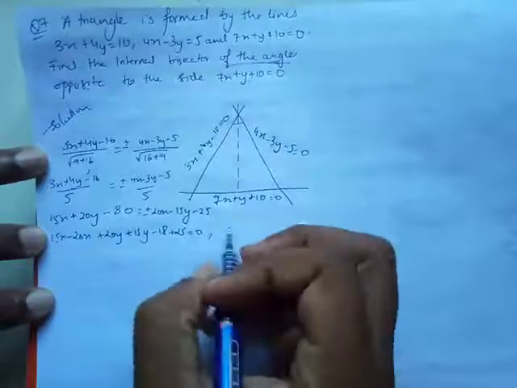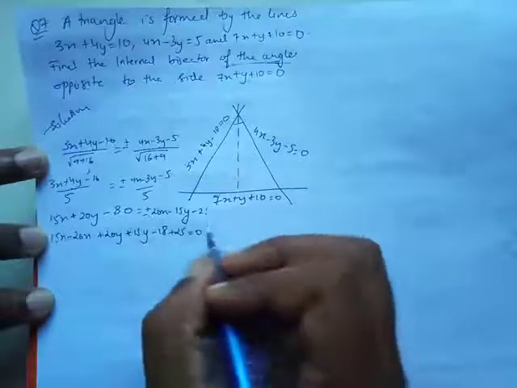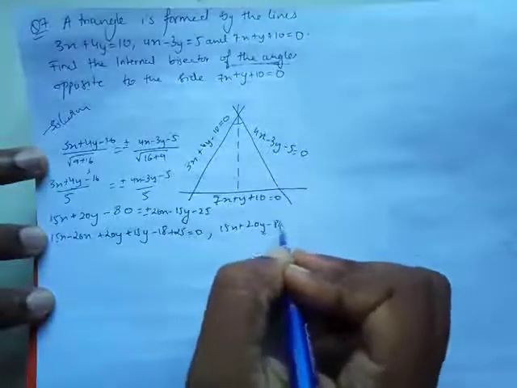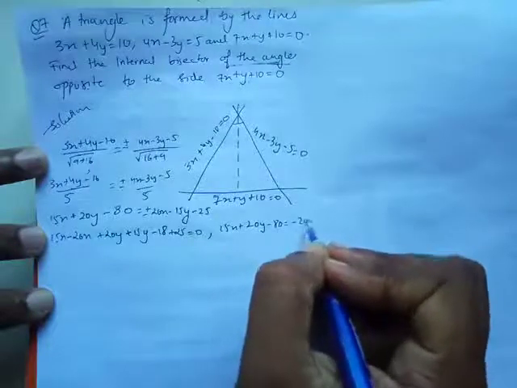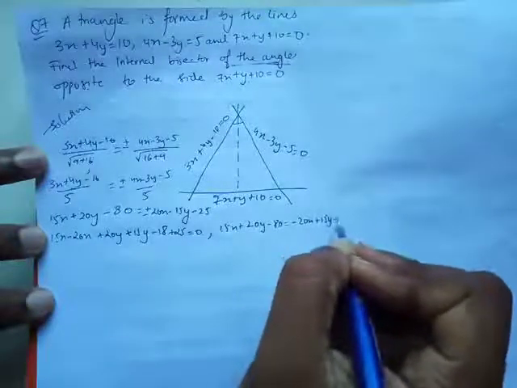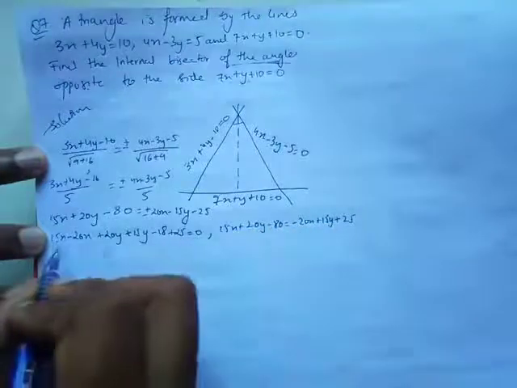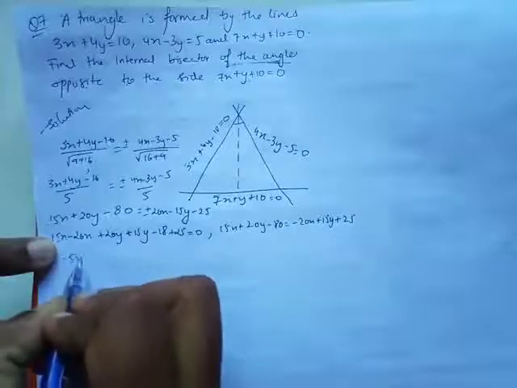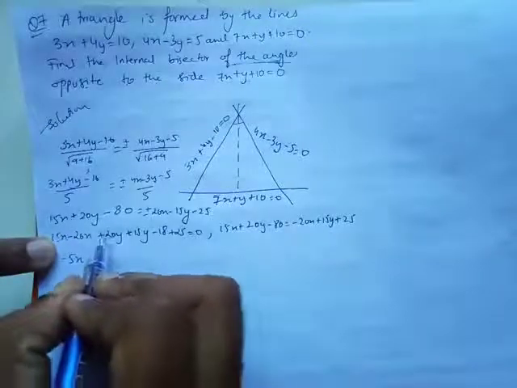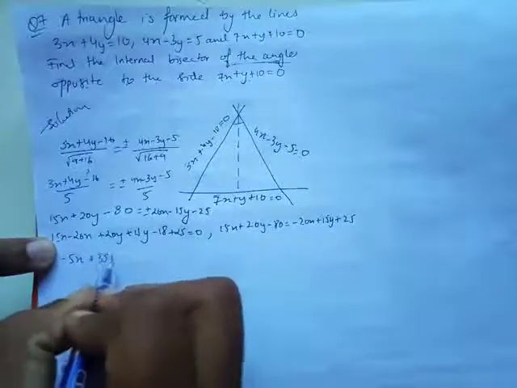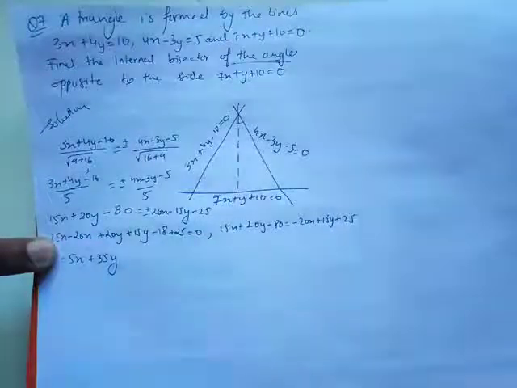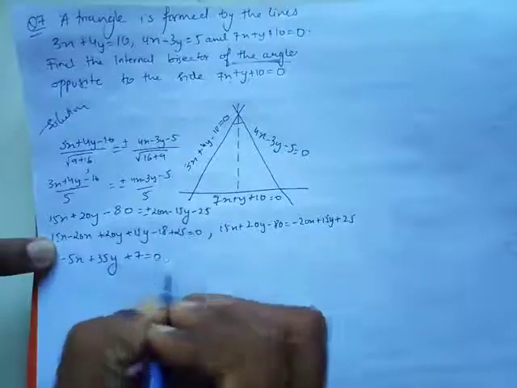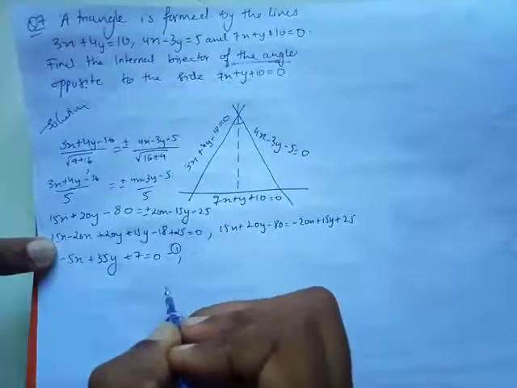This is one equation. The other is going to become minus, so मैं बता देता हूँ कैसे आएगा. 15x plus 20y minus 80 equals minus 20x plus 15y plus 25. So this is going to become what? You can see 15 minus 20, minus 5x. This is going to become 35y. And this is going to become 7 plus 7 equals 0. So I got the first equation. You can name this one.